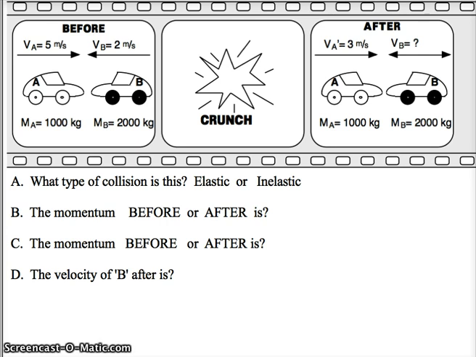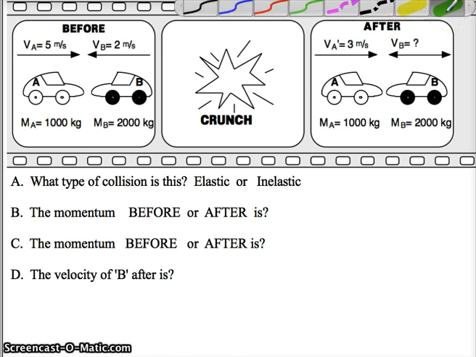The first part of the question is, what type of collision is this? Remember that you know what type of collision it is based on how many things you have before and after. Notice that you have two things before and two things after. This would be an elastic collision.